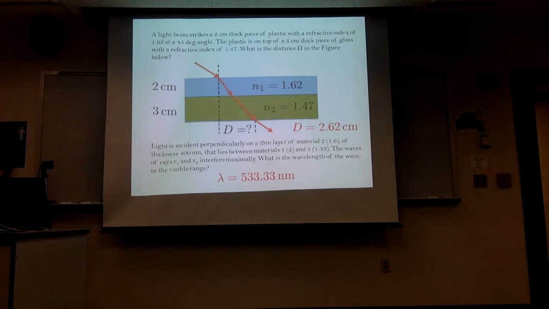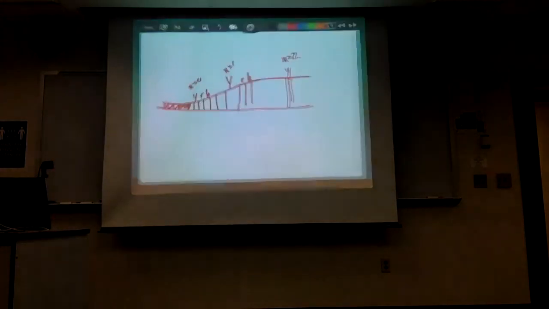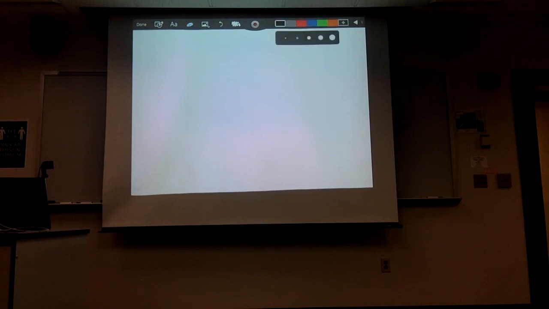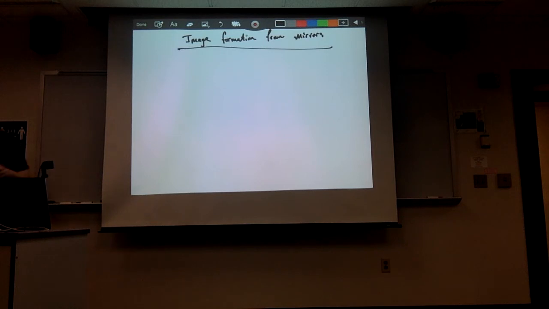All right, so we have about 7 minutes left, so we'll talk a little bit about image formation from mirrors. The next thing we're going to start looking at is image formation from mirrors. Basically, all we're going to do is bounce light off of mirrors and see what type of image we get. The first type of mirror is a plane mirror, which is simply a mirror whose radius of curvature is equal to infinity.